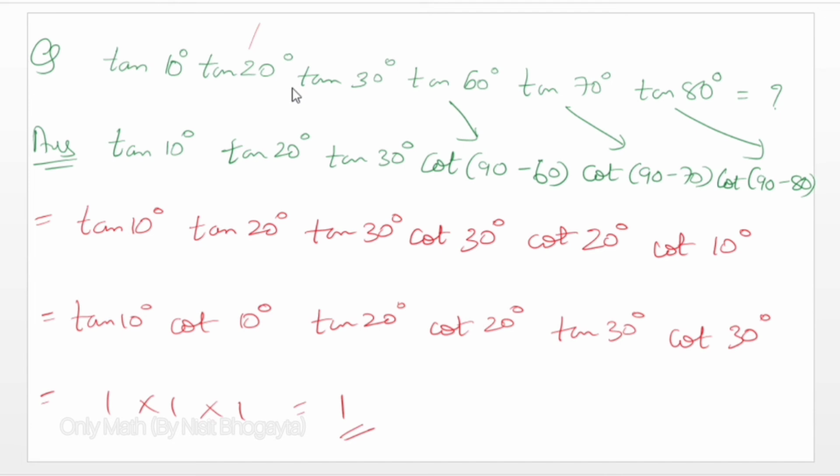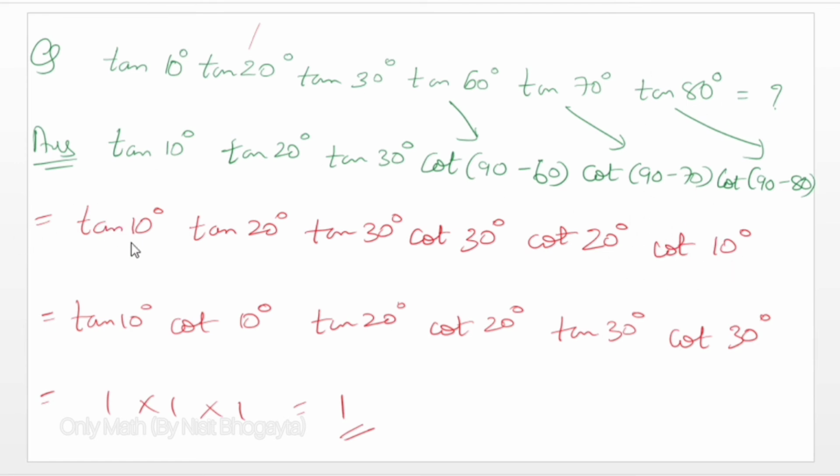You can't write tan of 50 degrees times cot of 40 degrees as 1. You have to write tan of 50 degrees times cot of 50 degrees as 1. So here in this case what you can do is convert tan of 60 degrees as cot of 90 minus 60, which will give you cot 30. Tan of 70 will give you cot of 20. And tan of 80 will give you cot of 10.